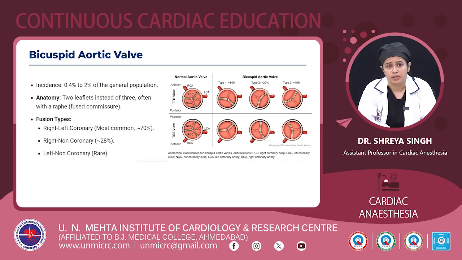Coming to bicuspid aortic valve, its incidence is about 0.4 to 2% of the general population. There are 2 leaflets instead of 3, often with a raphe, which is a fused commissure. And the fusion types are the right and the left coronary fused, which is the most common, comprising around 70% of the cases. Then we have the right and non-coronary fused, which comprise around 28%. And the left non-coronary is quite rare.